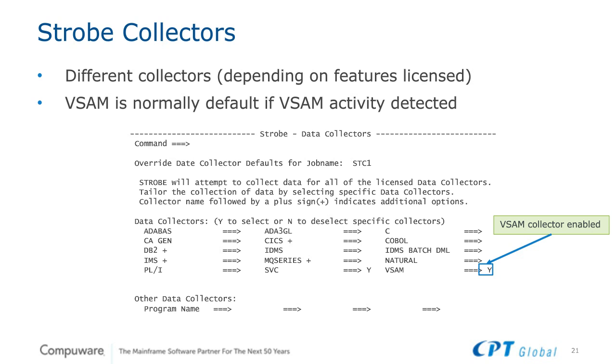The fact of the matter is that when Strobe recognizes that there's CICS or DB2 activity or IMS or MQ series or VSAM or C's SVCs, it automatically invokes those data collectors for you. There are only a couple of use cases where you actually need to come into this panel and turn on the data collectors, and those are generally for ADABAS, Natural, and IDMS. So it's great that you showed this, but you didn't really need to set these options.